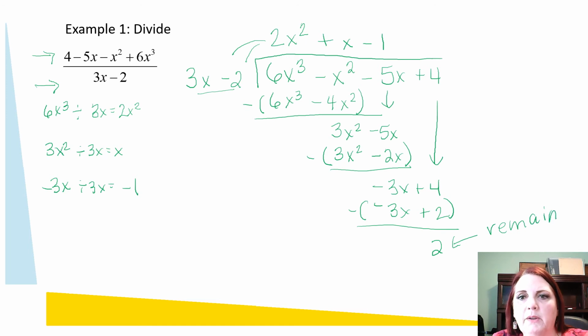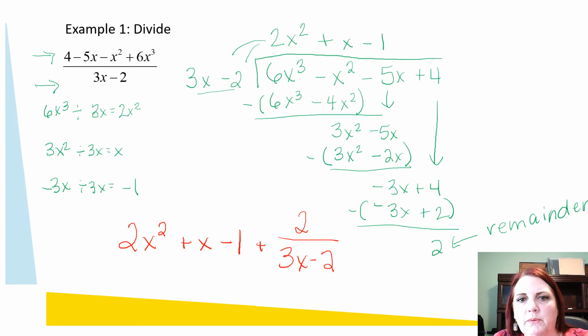Remember though, we're not going to use R2. We're going to put that in a fraction. So our answer is going to be 2x squared plus x minus 1 plus 2 is the numerator over our divisor of 3x minus 2.